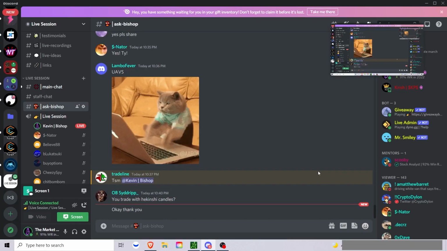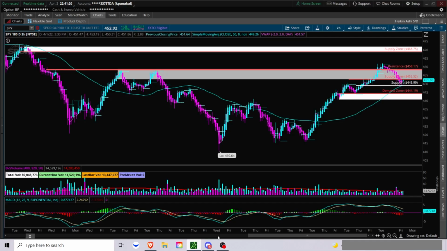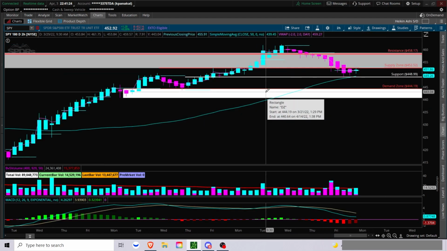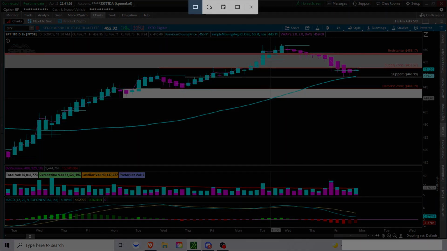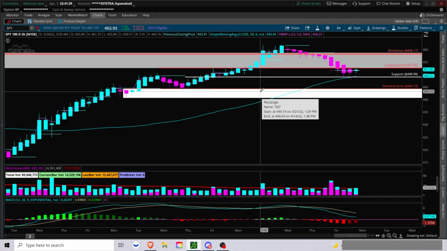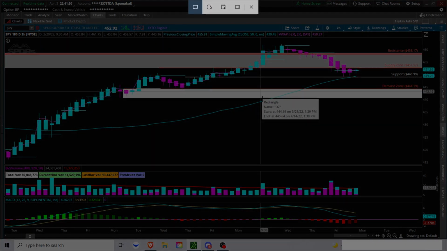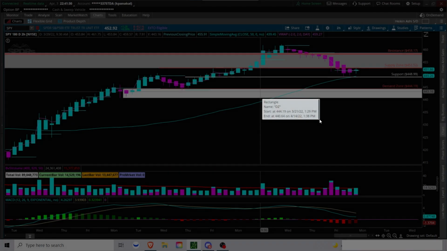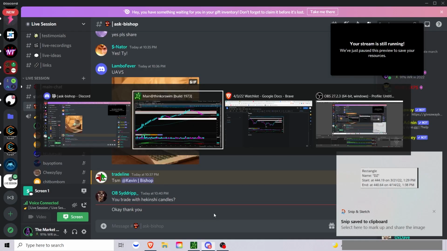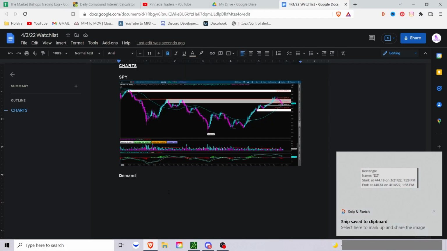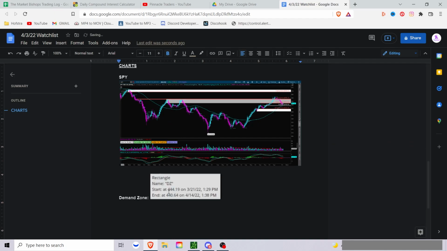So our first demand zone, right? Let's zoom into this area right here. Our first demand zone for SPY itself. Oops. Let's see if I can get us. Where'd it go? Our first demand zone is from $444 all the way to $440.